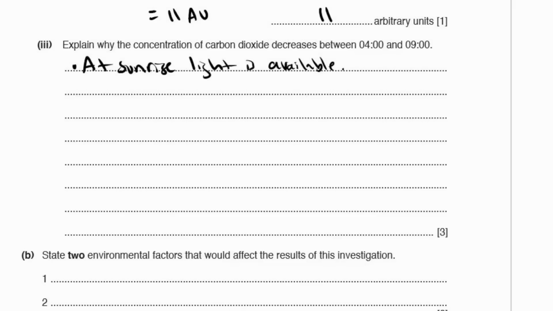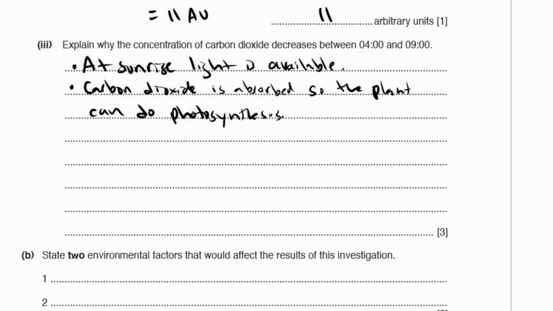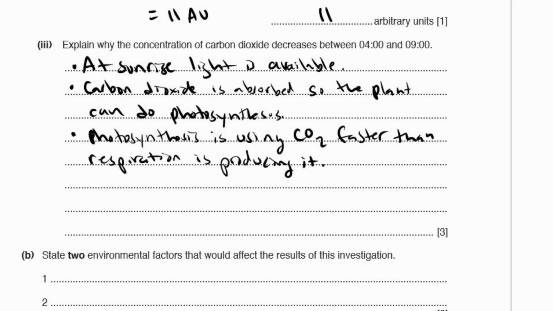So at sunrise, light is available. Carbon dioxide is absorbed so that the plant can do photosynthesis. So photosynthesis is using carbon dioxide faster than respiration is producing it. There we go. B.